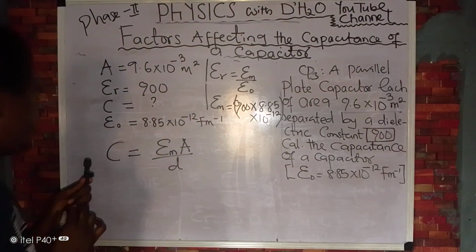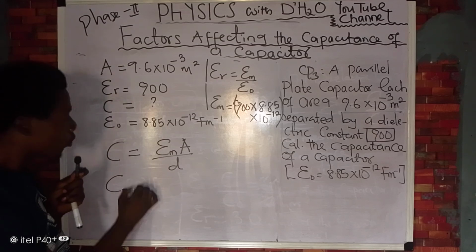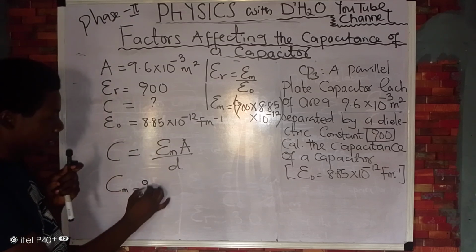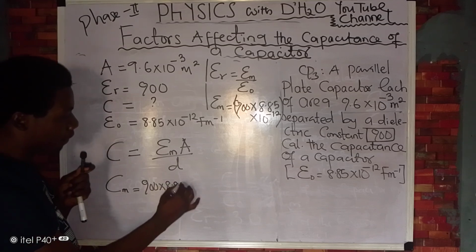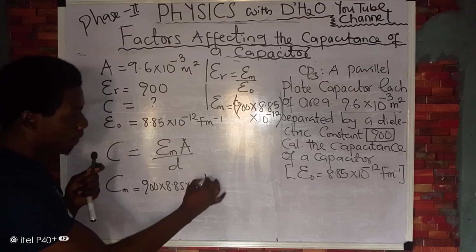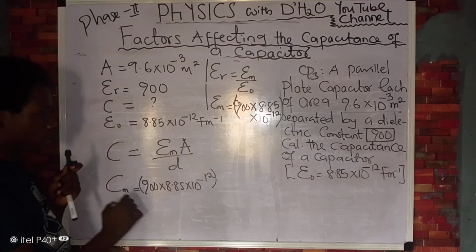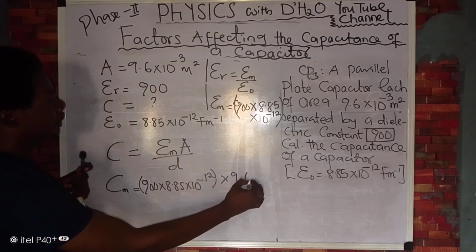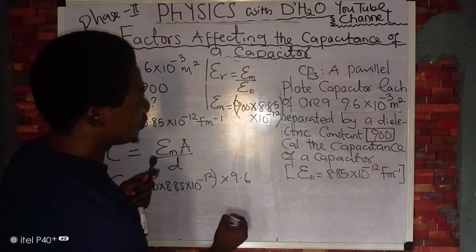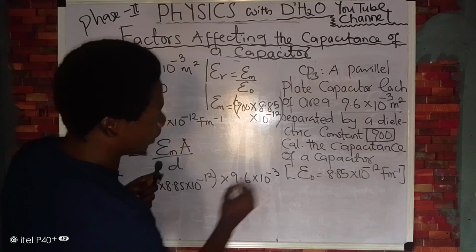Okay, now we have the capacitance of the capacitor in the medium equals the permittivity of the medium, which is 900 times 8.85 times 10 raised to the power of minus 12, times the area. What's the area? 9.6 times 10 raised to the power of minus 3.